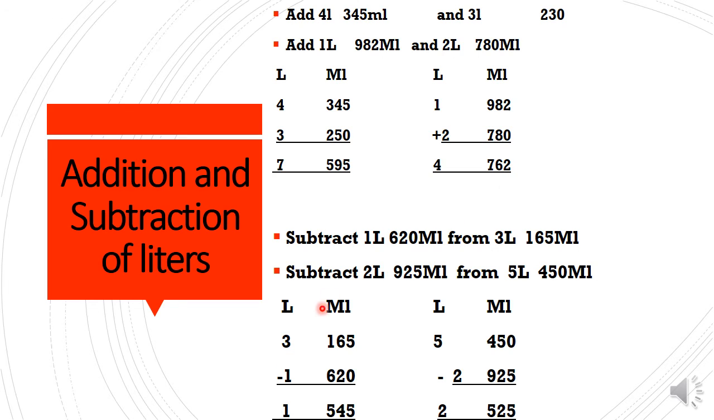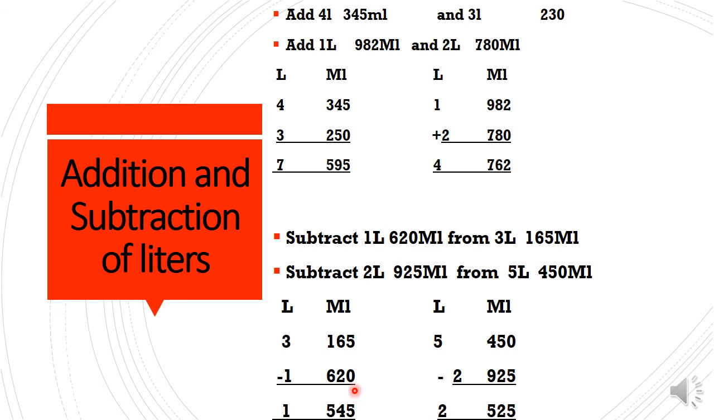So now down to subtracting in liters. We have number one problem. They said we should subtract 1 liter 620 milliliters from 3 liters 165 milliliters. So you have to align them on liters and milliliters. You write down the largest number on the top, which is the 3 liters 165 milliliters. Then the lower one, you deduct the amount you're deducting from the larger one under here, which is 1 liter 620 milliliters.